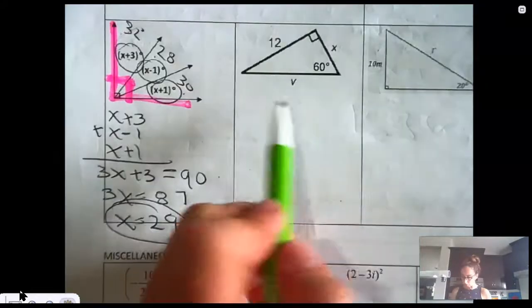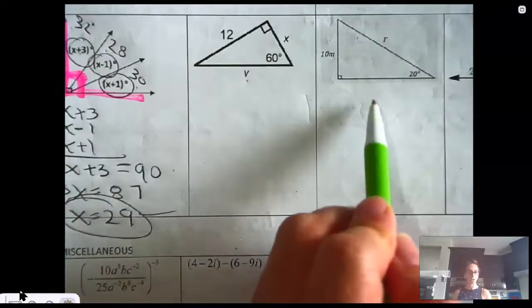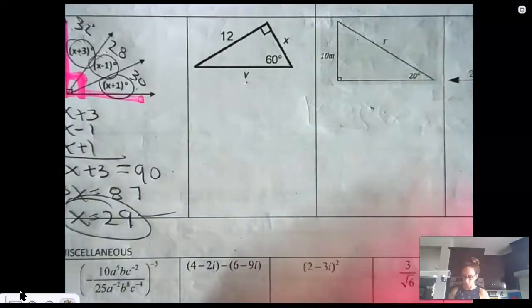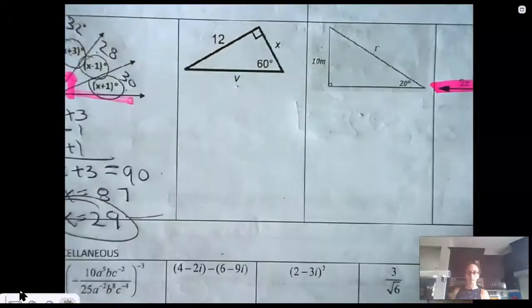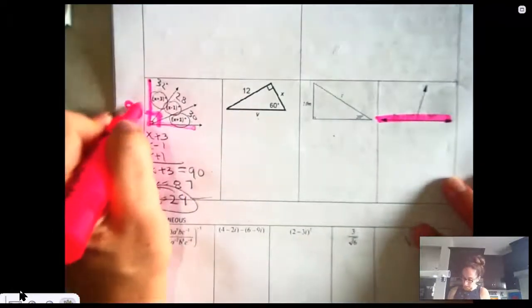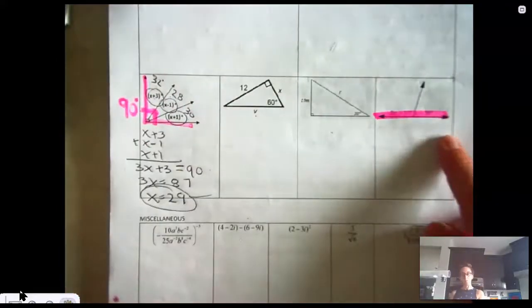All right. Do your ratios. Can you do your ratios here? No. Sine, cosine, tan. Now this one, how many degrees are in a line? Well, let's think about this. If the letter L makes 90 degrees, what would a line be? Okay. All right.